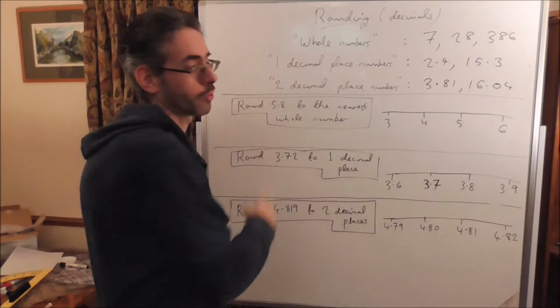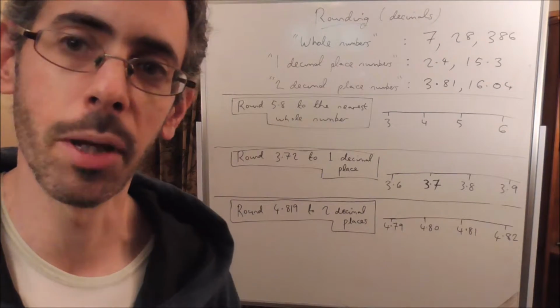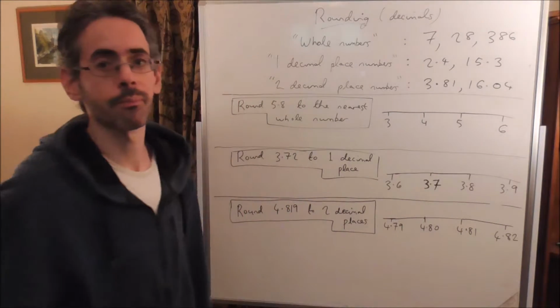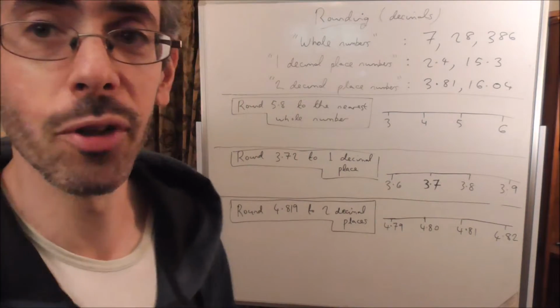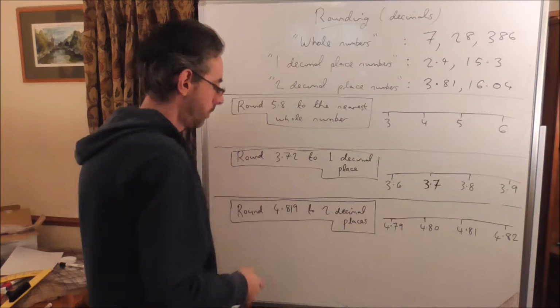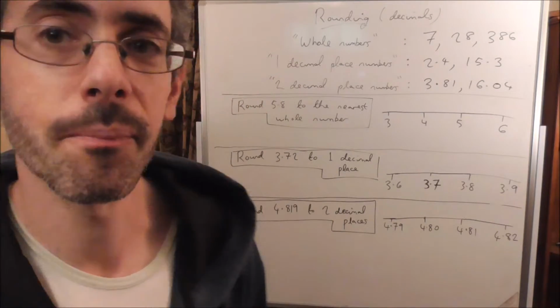Right, I've got 3 rounding questions here, and this is just to give you a quick overview of rounding, just to give you an idea of what it's all about. I will go into rounding in a bit more detail after this bit. So let's do the first one. So it says round 5.8 to the nearest whole number. So that just means find the whole number that 5.8 is closest to.